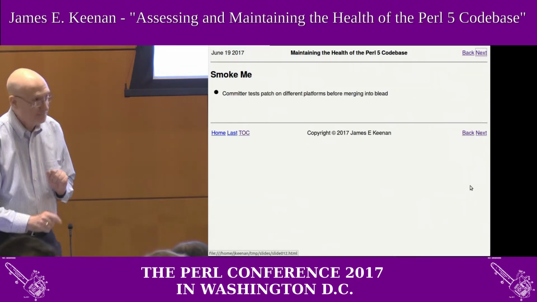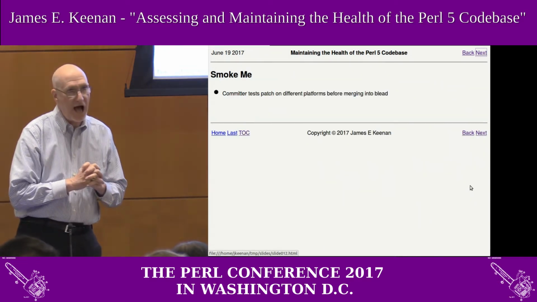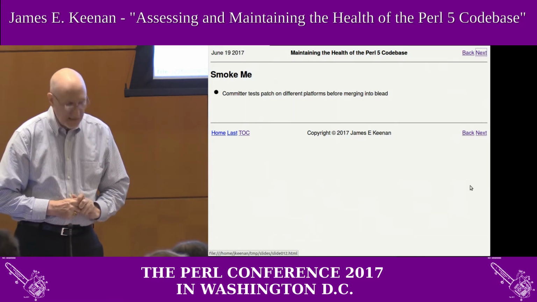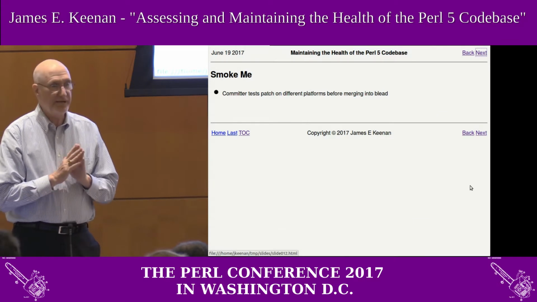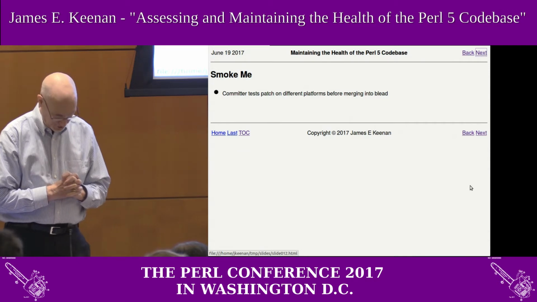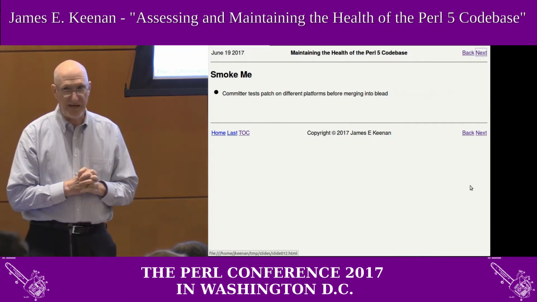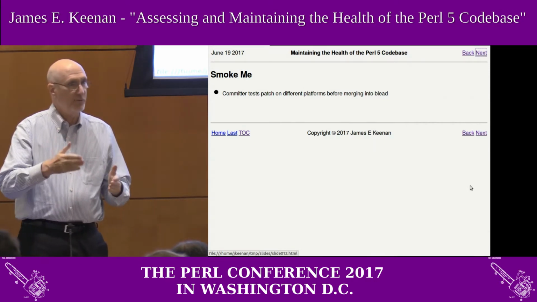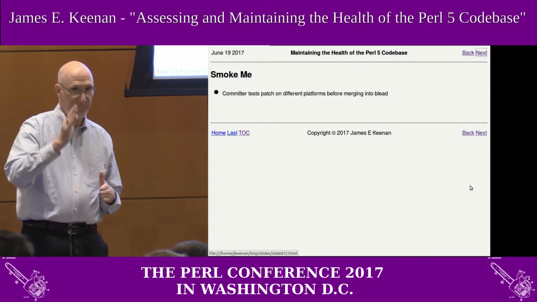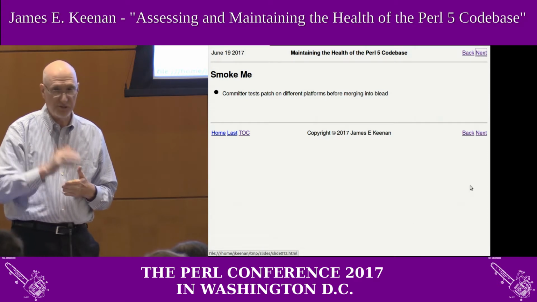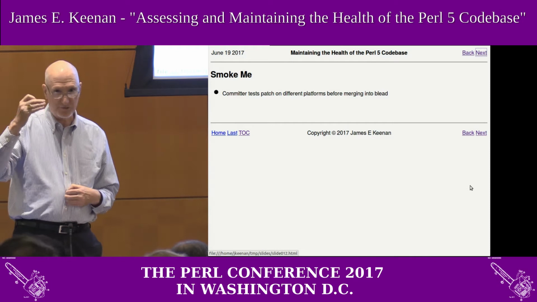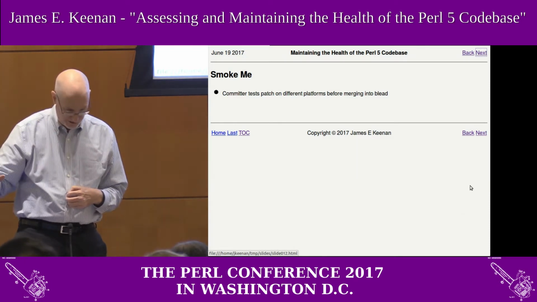The committer may wish to see how well your patch performs on different platforms. In that case, the committer can prepare what is called a smoke me branch inside the Perl 5 Git repository. The committer will then apply your patch to that branch and push that branch out to the origin repository. And what that does is it triggers certain test runs on various types of machines around the world.